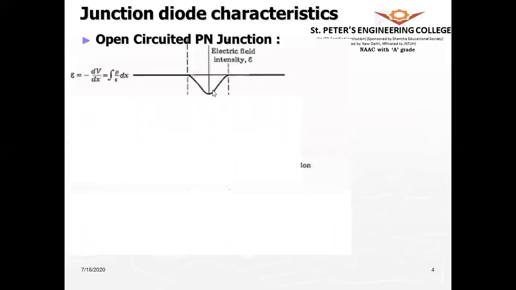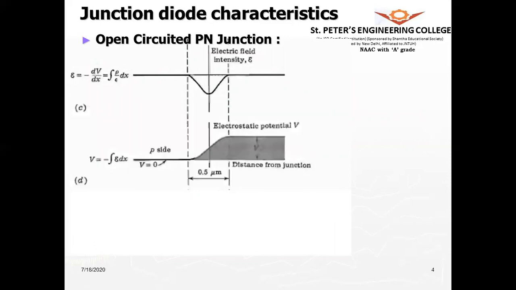So this is the distribution of the electric field intensity around the junction. So the electrostatic potential around the junction will have a distribution like this. Again, if you integrate the electric field intensity E, then we get the potential difference V, which is equal to minus integral E dx.